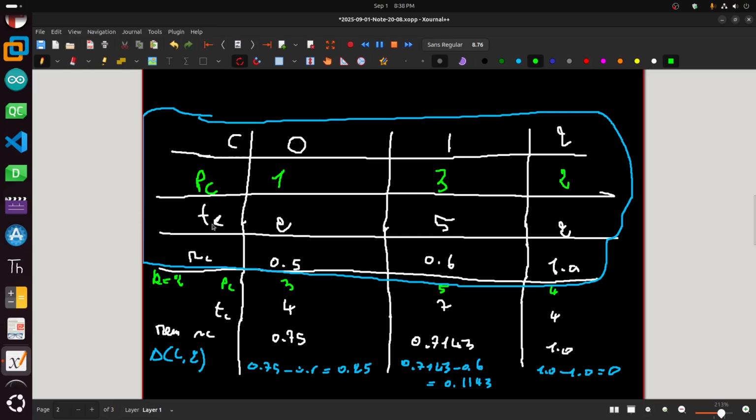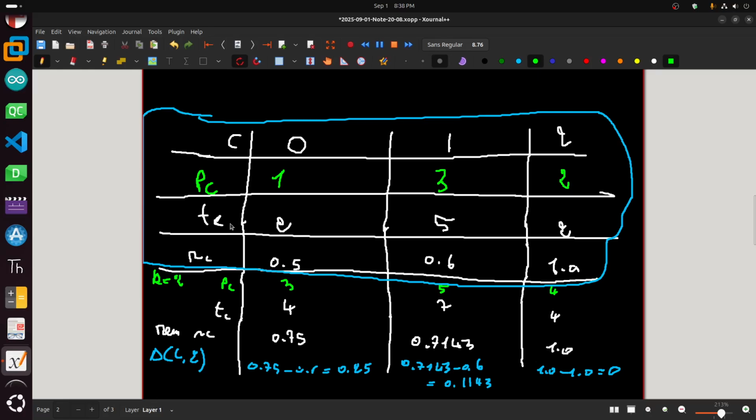And the total students in each class: for class 0 it is 2, for class 1 it is 5, for class 2 it is 2. So the ratio here, for class 0, 1 over 2 is 0.5. For class 1, 3 over 5 is 0.6. And for class 2, 2 over 2 is 1.